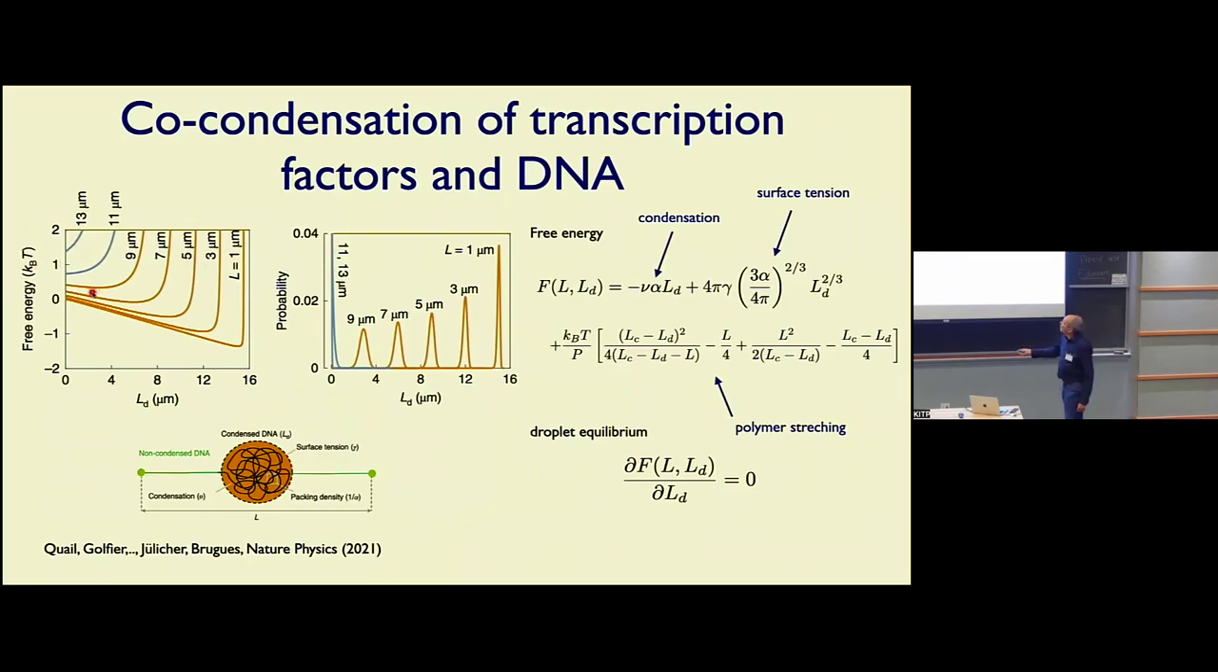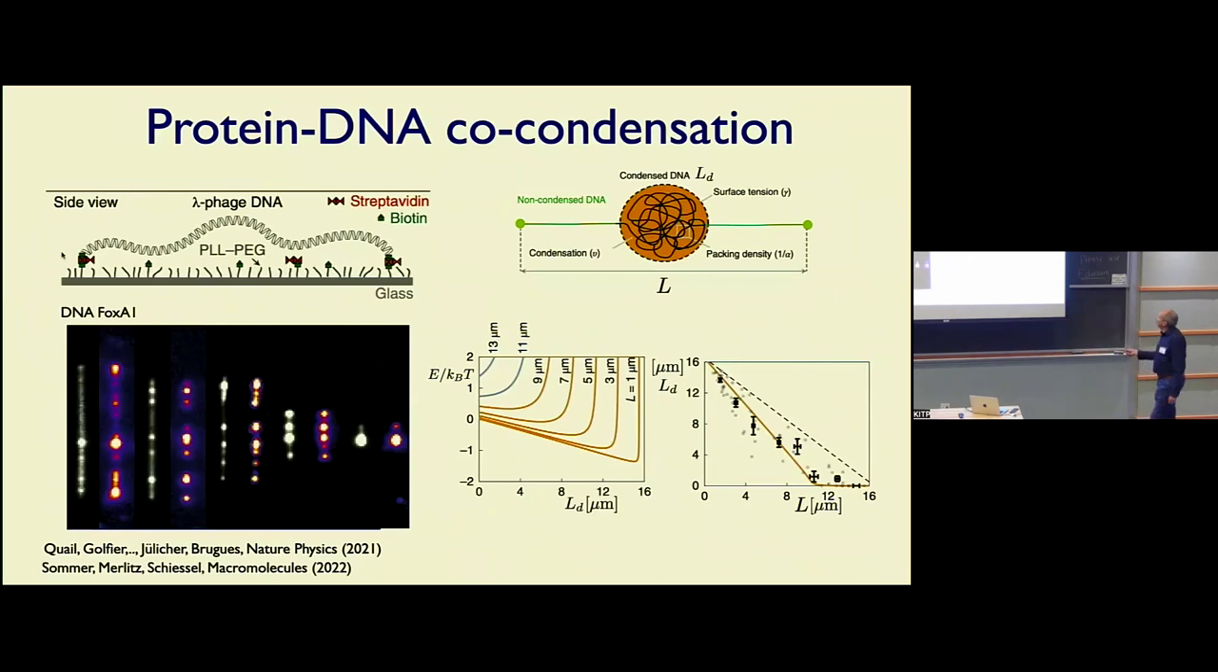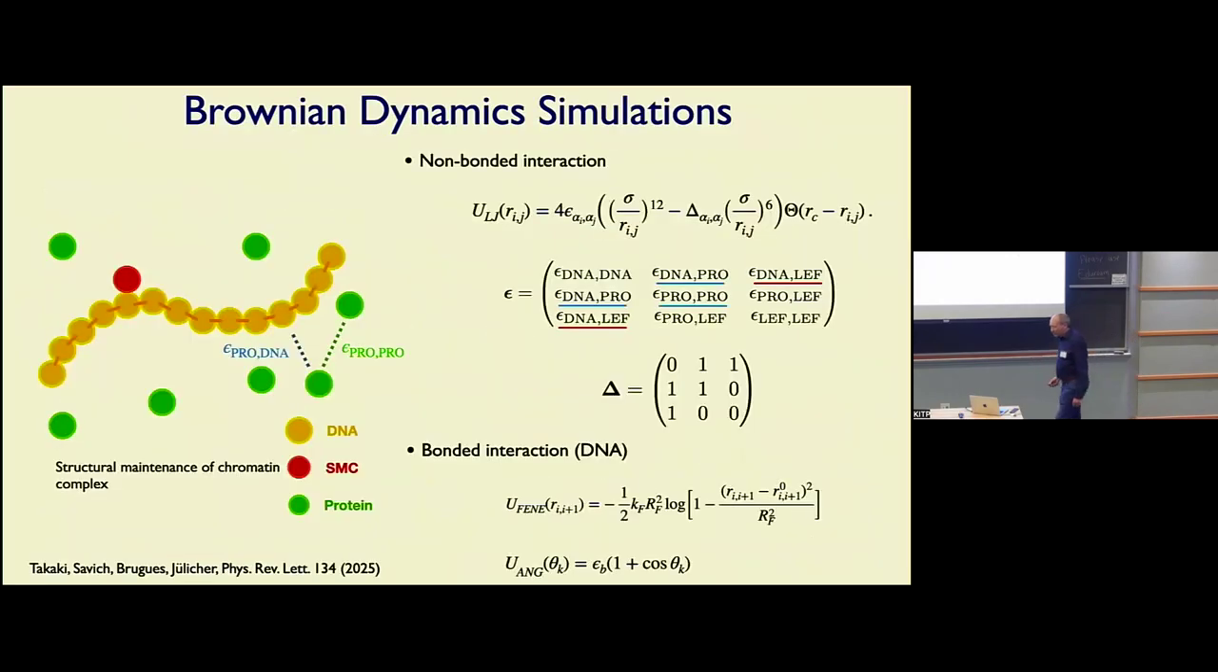And beyond a certain point, there is no condensate anymore. There's a first-order transition between having no condensate and condensation. And this can be compared to experiments. Now we'd like to understand what happens in such a setting when we have loop extrusion. And to do that, we use Brownian dynamics simulations.